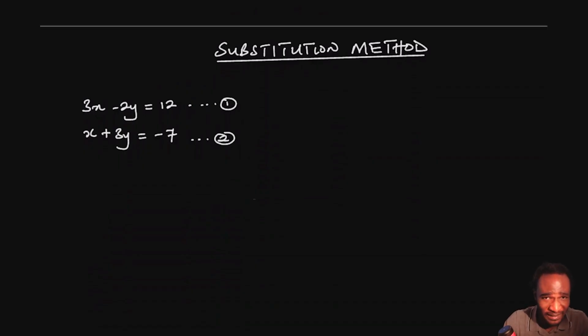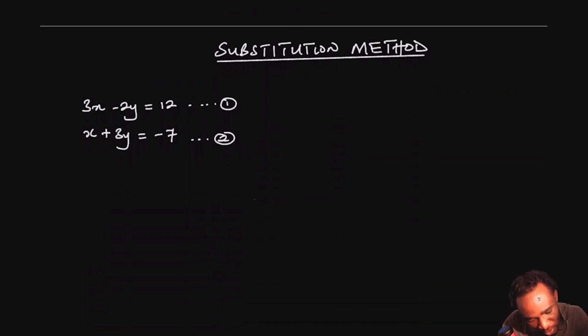All right, the substitution method. In this method, our main focus is to first take one equation, make one variable the subject in that equation, and then substitute it into the next equation. Let me show you what I mean by that. We have two equations: 3x minus 2y is equal to 12, equation 1, and x plus 3y is equal to minus 7, equation 2. We are supposed to use these equations to find the values of x and y.